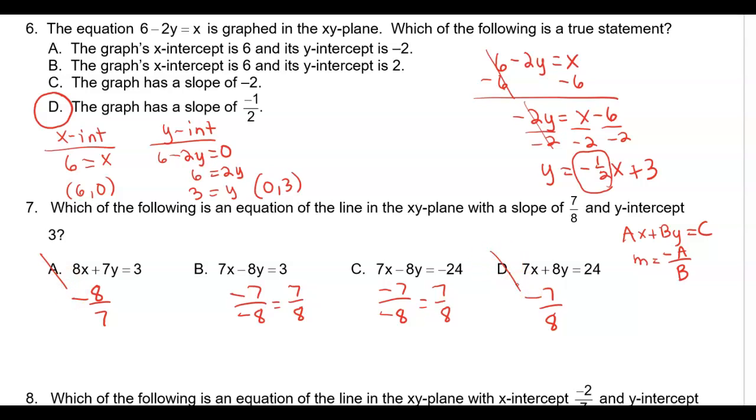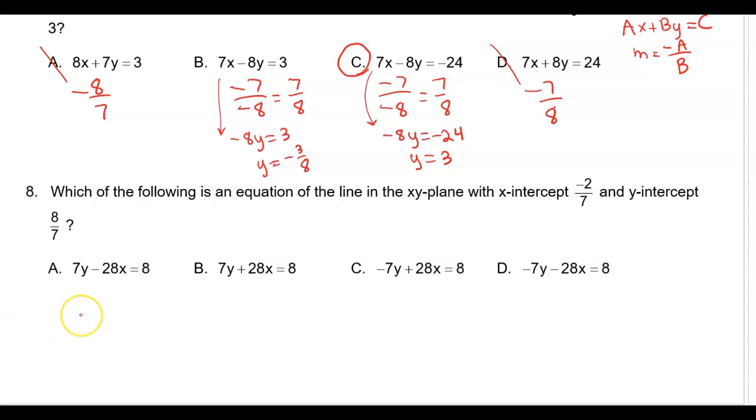Now we have to determine what the Y-intercept is. Let's find the Y-intercept by letting x equal 0. So for part B, if I let x equal 0, I will have negative 8y equals 3. So the Y-intercept will be negative 3/8. And in part C, if I let x equal 0, I'll get negative 8y equals negative 24. That means y equals 3, and that's what the question is looking for, a y-intercept of 3.